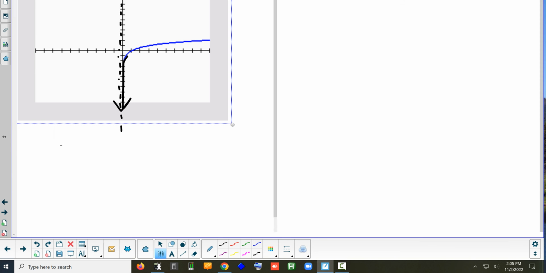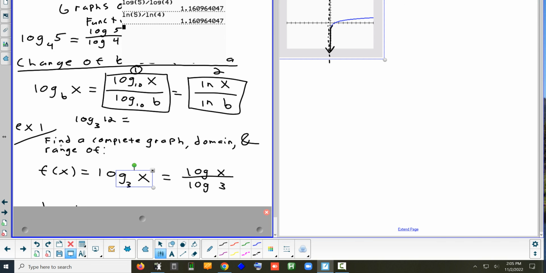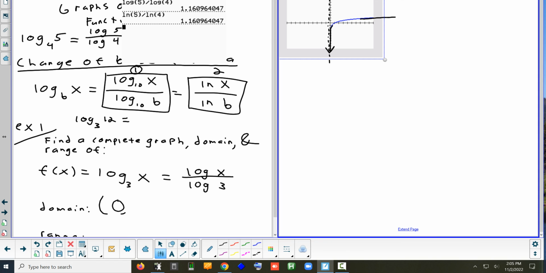Okay, so what do they want to know? What is the domain? What's the farthest left that this log function goes? 0? Okay, so it goes to 0. It doesn't ever hit 0 because there's a dotted line. And how far to the right does it go? Infinity. It never stops. This piece is just going to keep going. It's basically going to keep doing something like that.